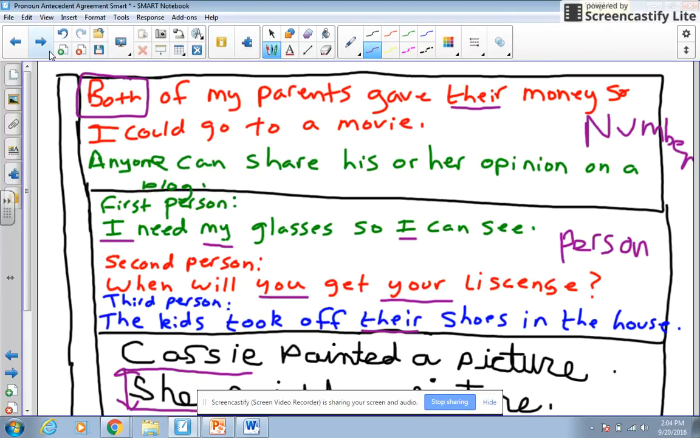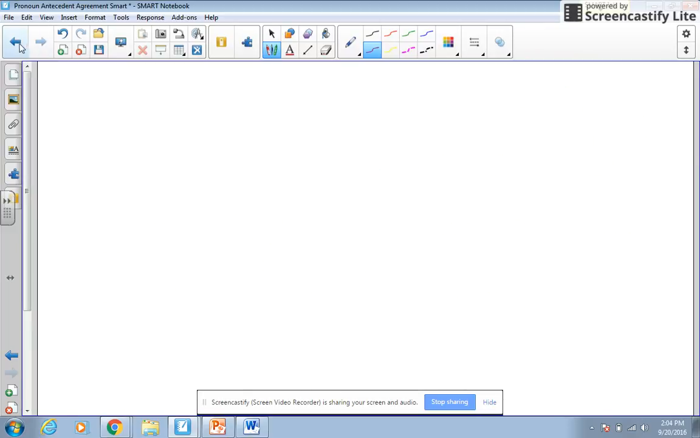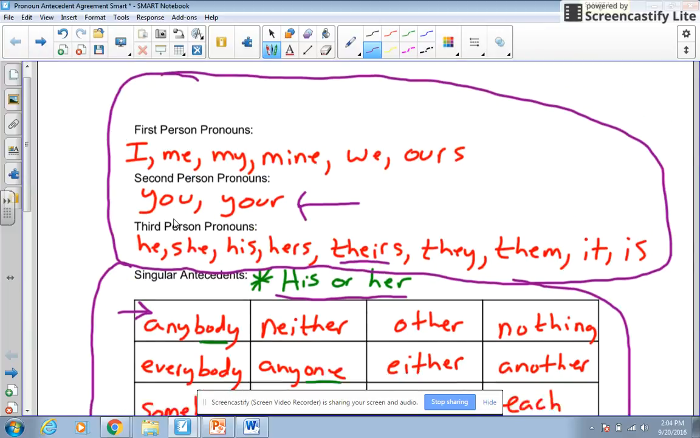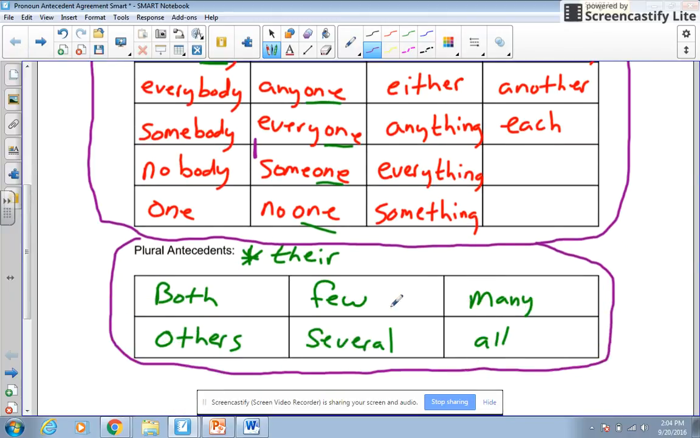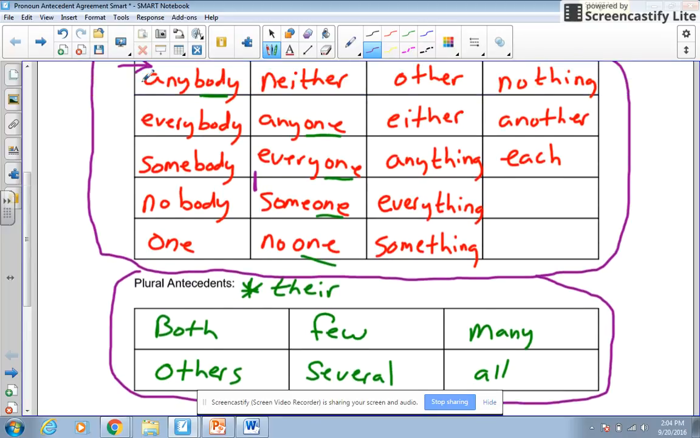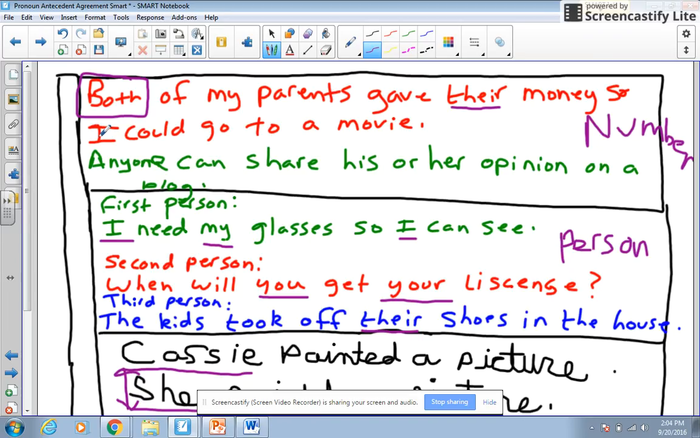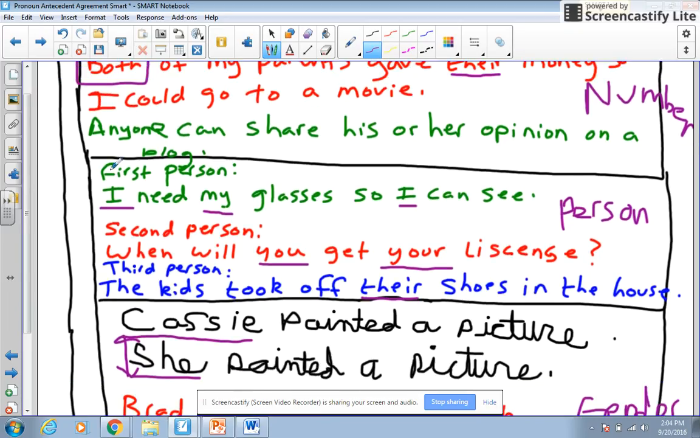So when I'm looking through these sentences, until you really get comfortable with this, it's important to have this page open, because what I do is I take a look and I see, is one of these words in this sentence? And then I know right away which pronoun to choose. So let's do that with this sentence. Anyone can share his or her opinion on a blog.